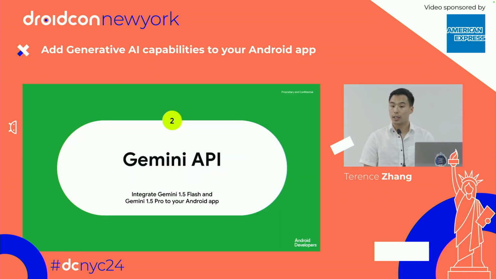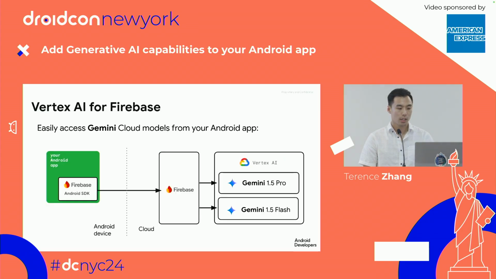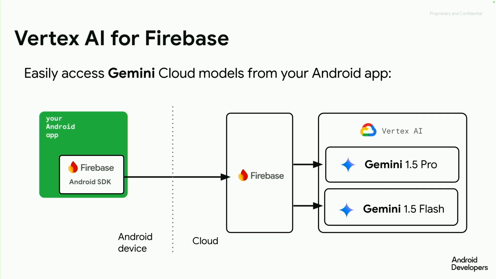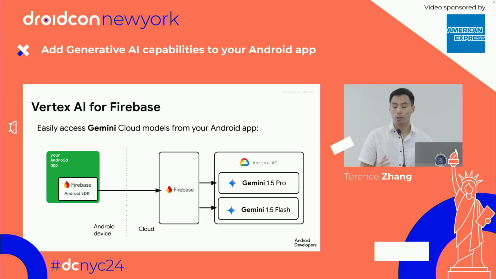So now let's take a look at cloud-based Gen AI with the Gemini API. So Vertex AI for Firebase allows you to easily access Gemini cloud models from your Android app. So you can see this is a little diagram, and it's basically helping you access our latest models, Gemini 1.5 Pro and Gemini 1.5 Flash. So it's very simple to add, just 10 lines of code.